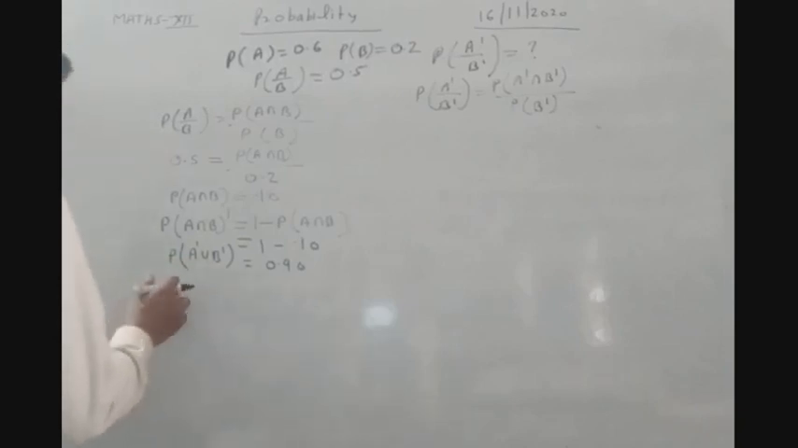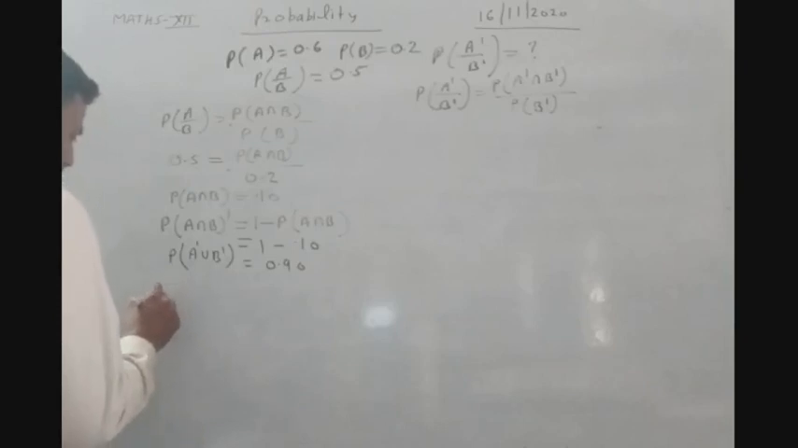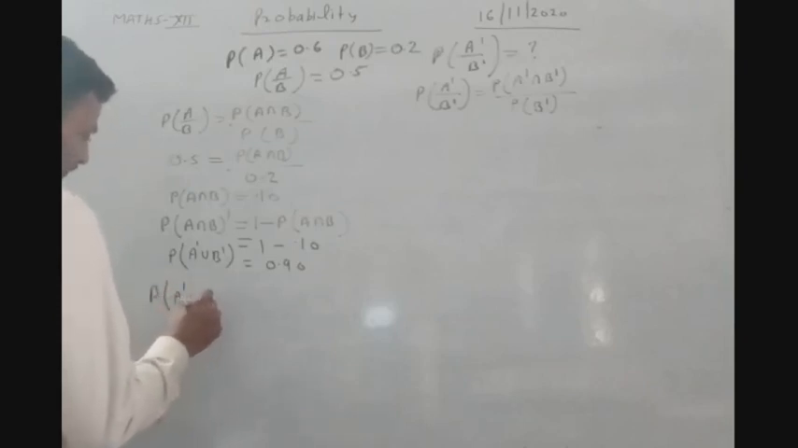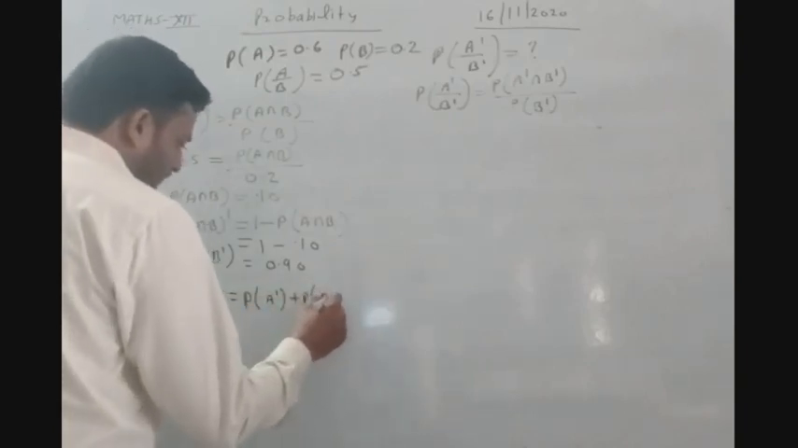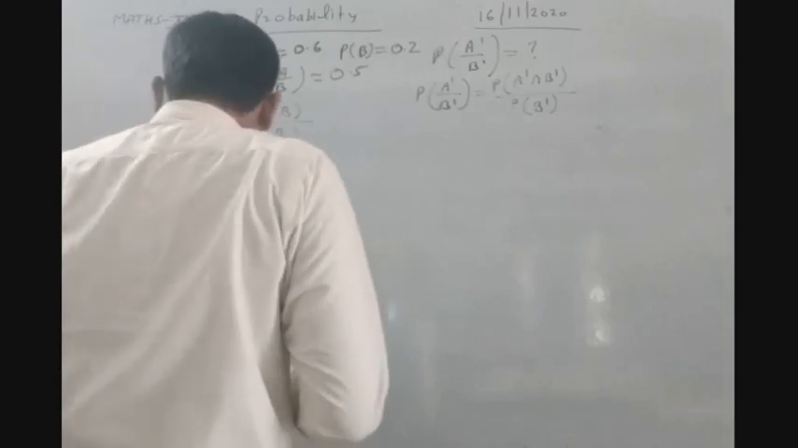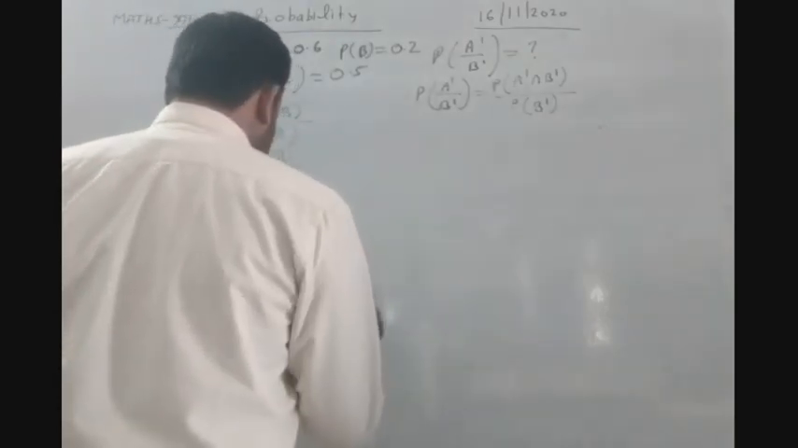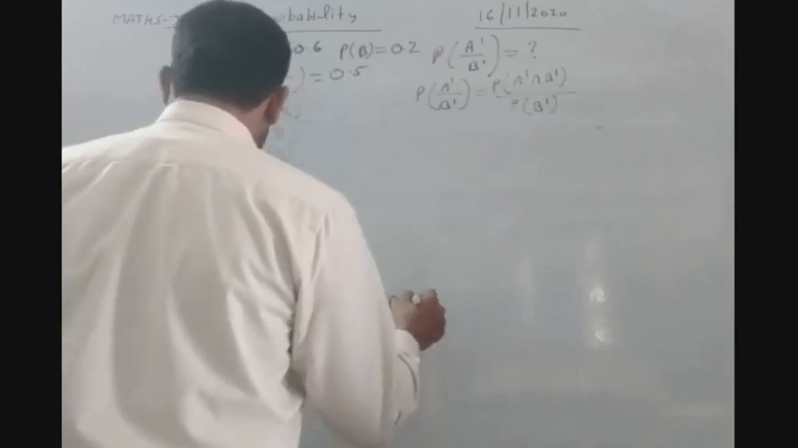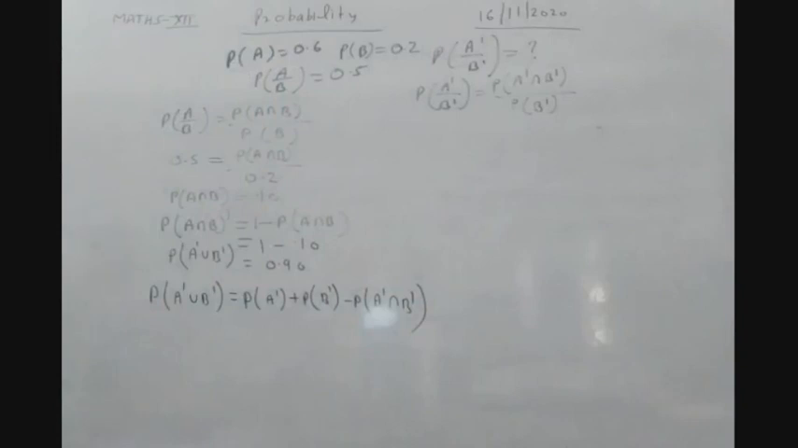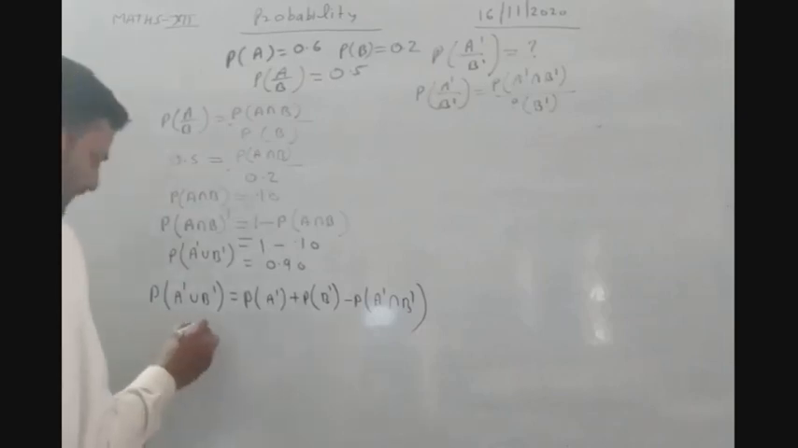Now we will find probability of A dash union B dash, which is equal to probability of A dash plus probability of B dash minus probability of A dash intersection B dash. Now from here we can find A dash intersection B dash. So here the value we have is 0.9.